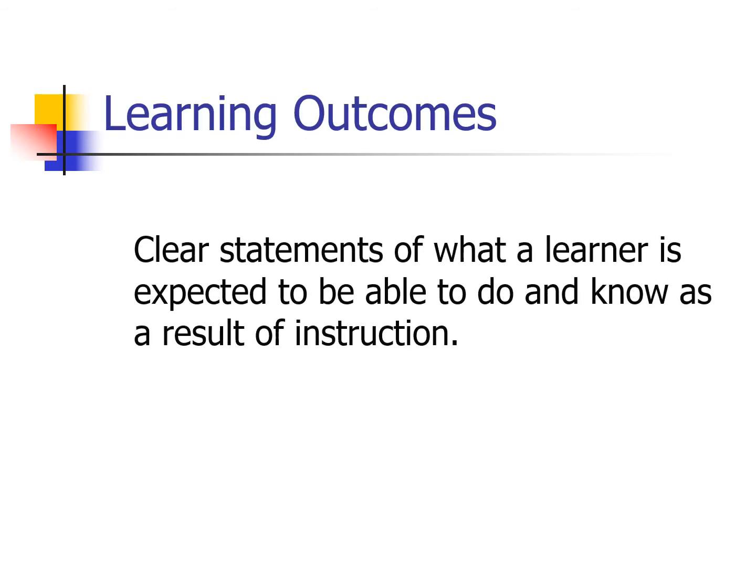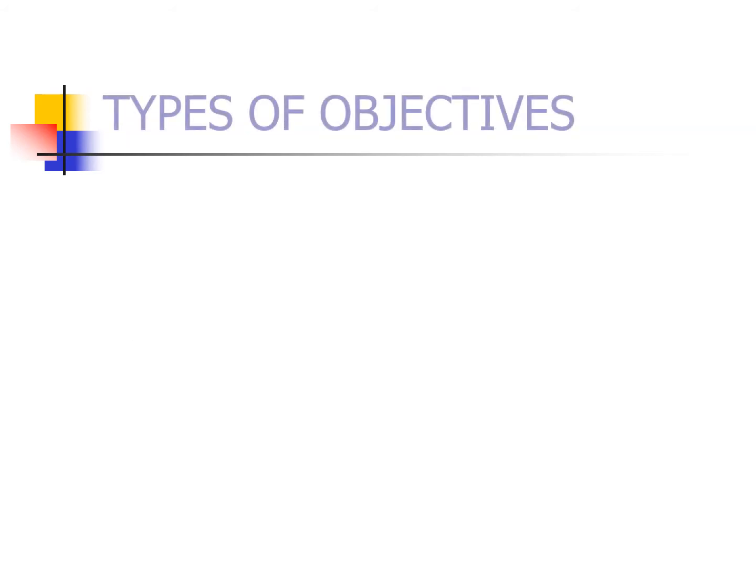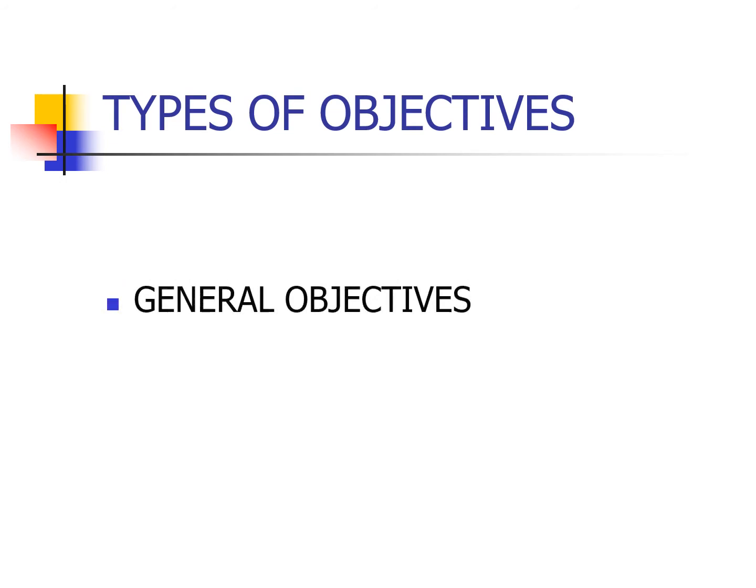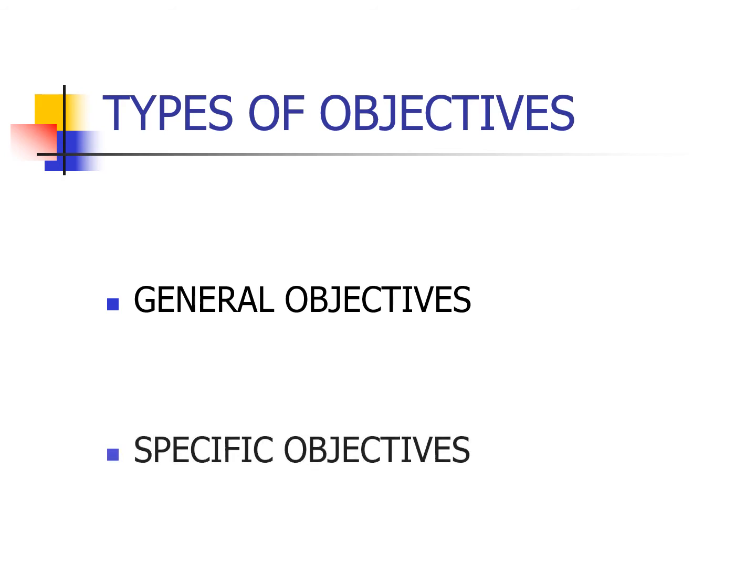What are learning outcomes? Learning outcomes are clear statements of what a learner is expected to be able to do and know as a result of instruction. There are two types of instructional objectives: general objectives and specific objectives.